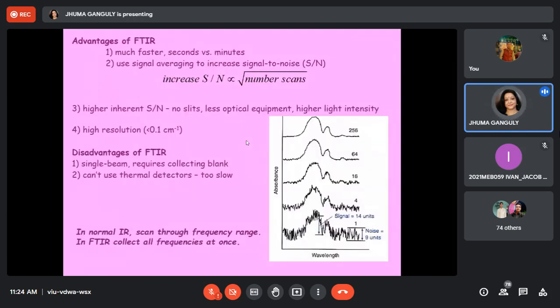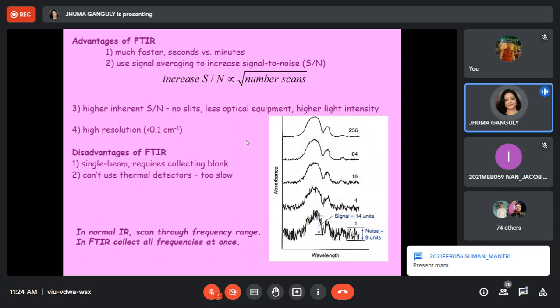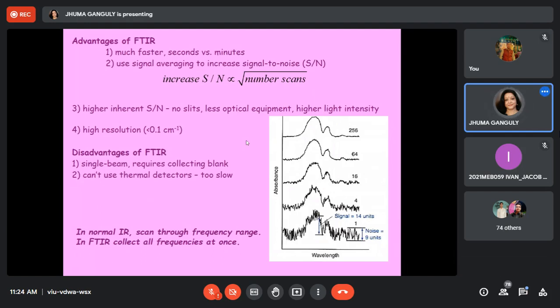Now, advantage of FTIR. From the last slide, I am telling about the FTIR, not only the IR. So what is the difference between FTIR and IR? Nowadays we go for FTIR, not the IR. FT means Fourier transformation, a mathematical solution to make the signal more clear.